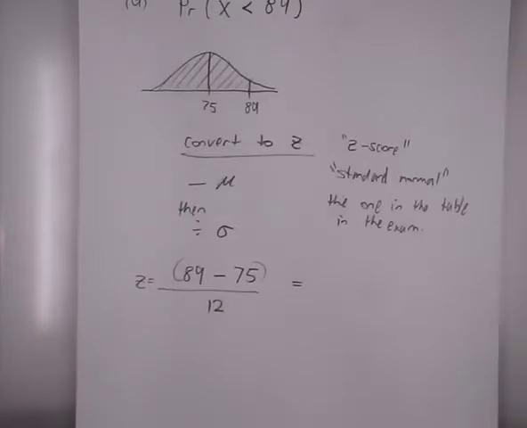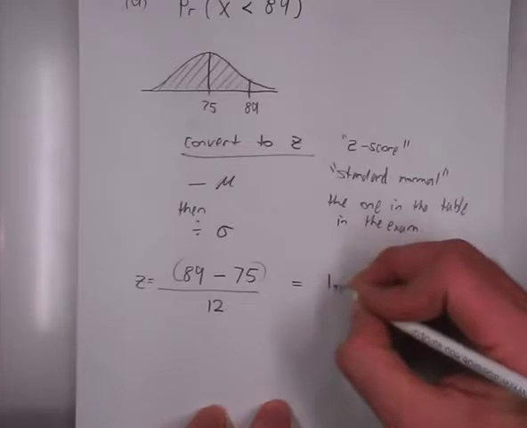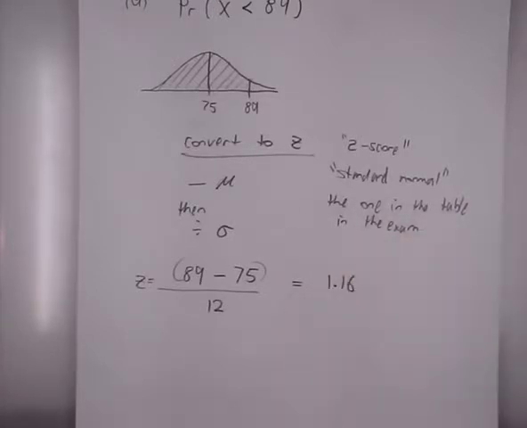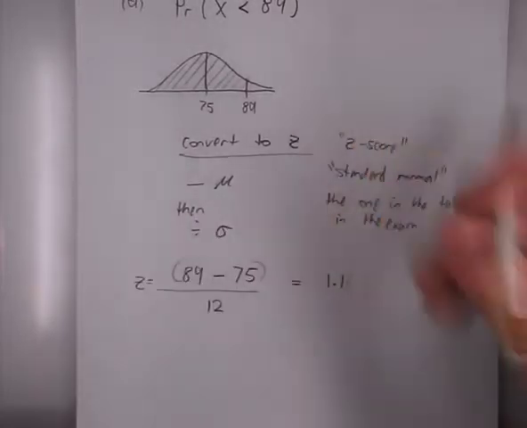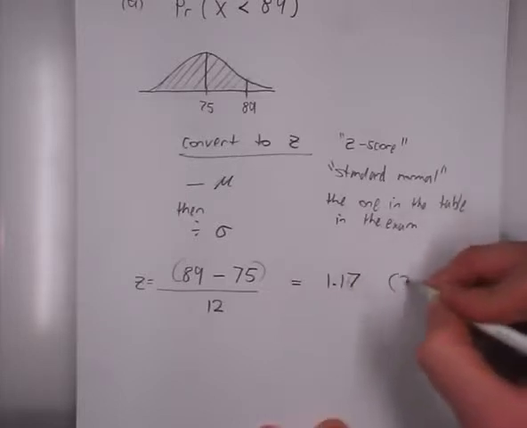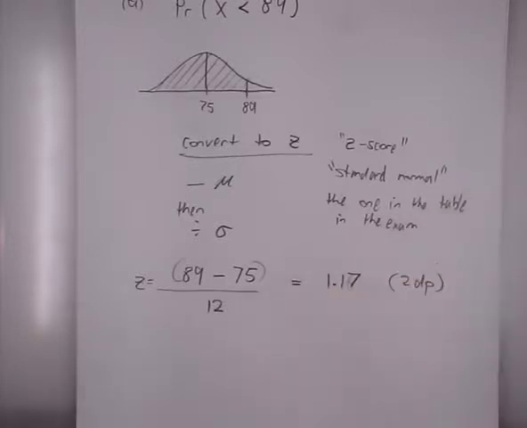1.16. Roughly? 1.17 if you round it properly. Yep. So to 2 decimal places, it's 1.17.